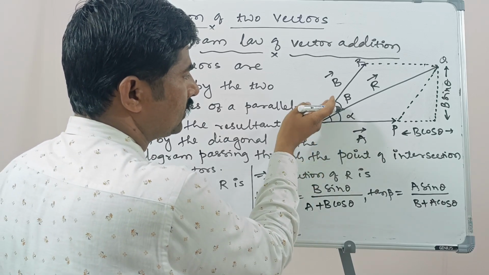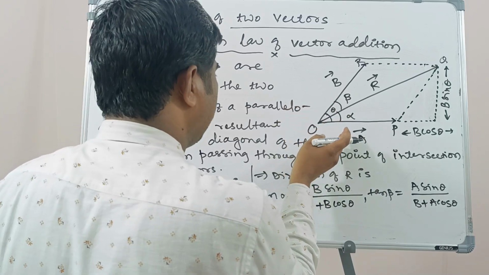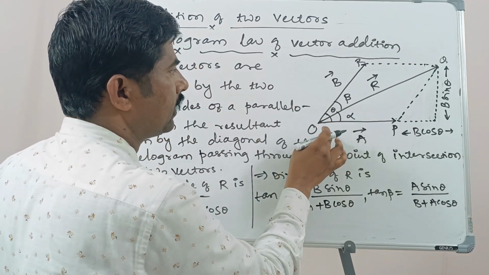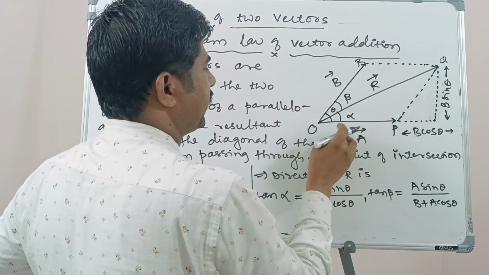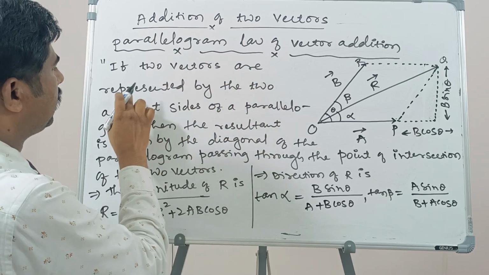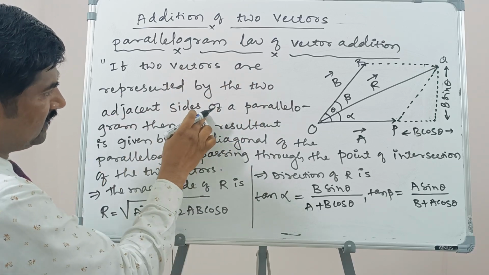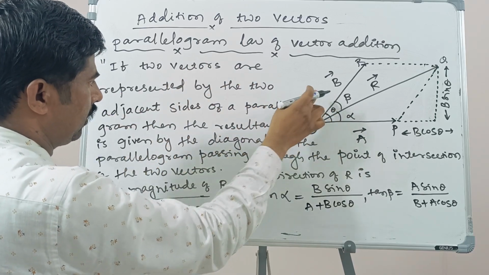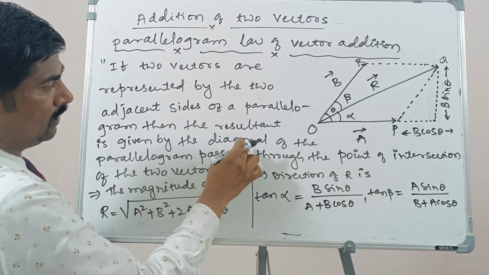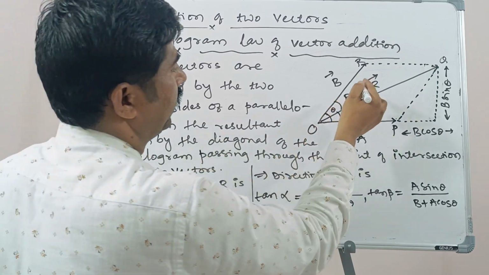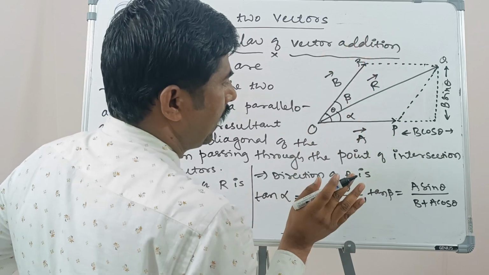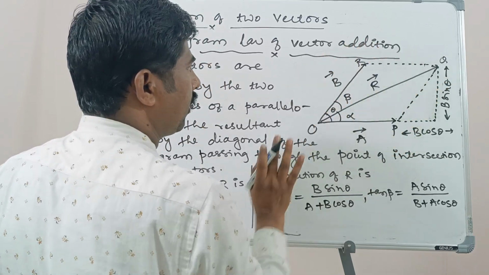By taking two adjacent sides of a parallelogram, after addition of these two vectors, vector A and vector B, we will get a resultant vector, that is R. This R is taken from the point of intersection of the two vectors. You read this: if the two vectors are represented by the two adjacent sides of the parallelogram, then the resultant R is given by the diagonal of the parallelogram. If I take the complete line, extend this and close that figure, it is a parallelogram, that is OPQR is a parallelogram.